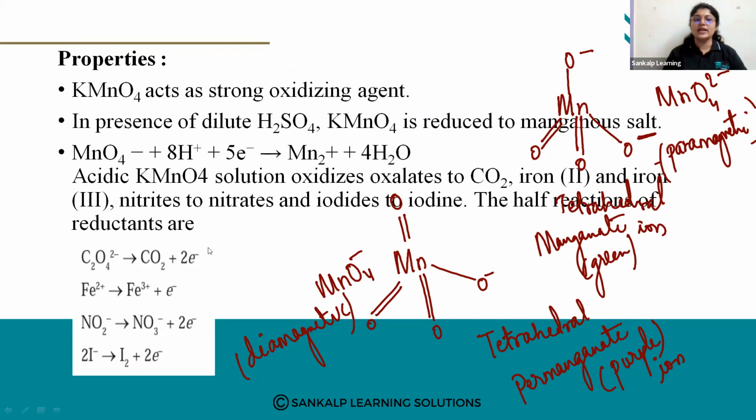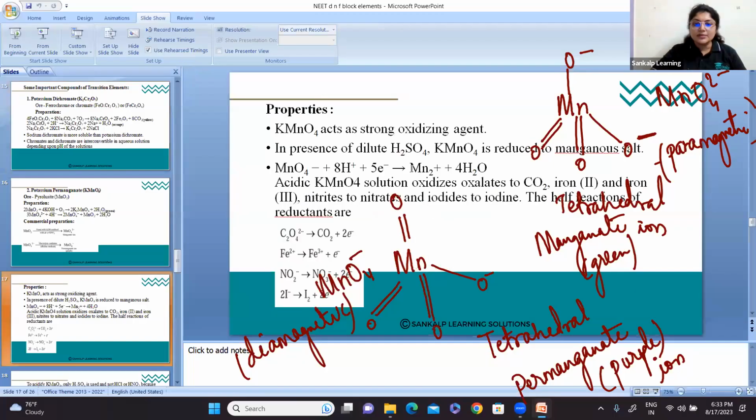Regarding the properties, KMnO4 acts as a strong oxidizing agent. In the presence of dilute sulfuric acid, KMnO4 is reduced to a manganese salt: MnO4- plus 8H+ plus 5 electrons gives Mn2+. Here the 2+ is written as a superscript on Mn.